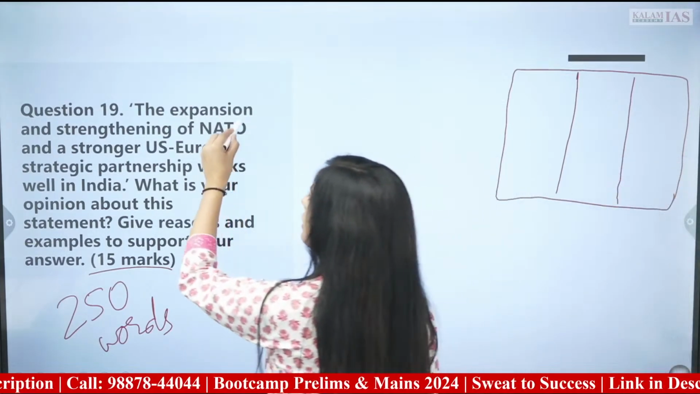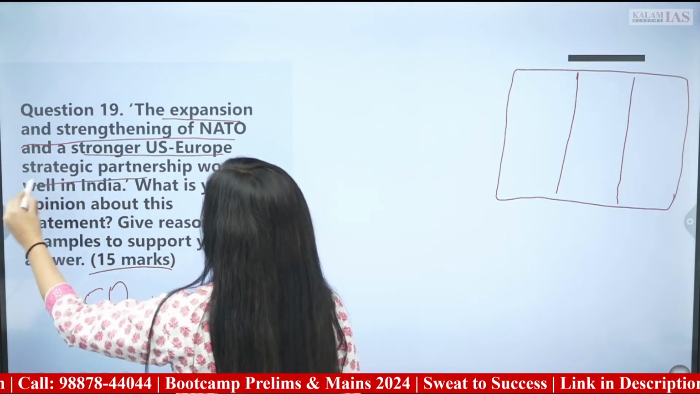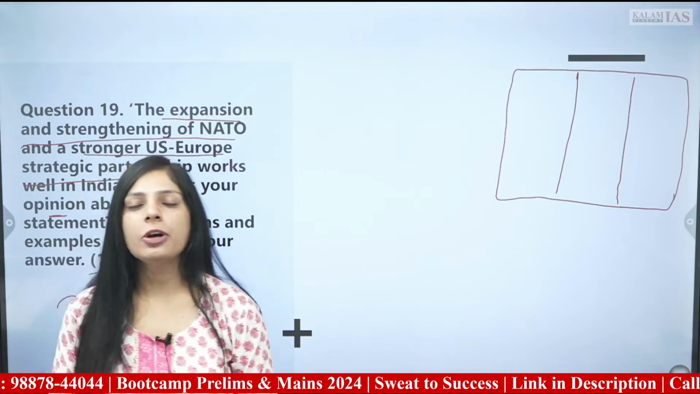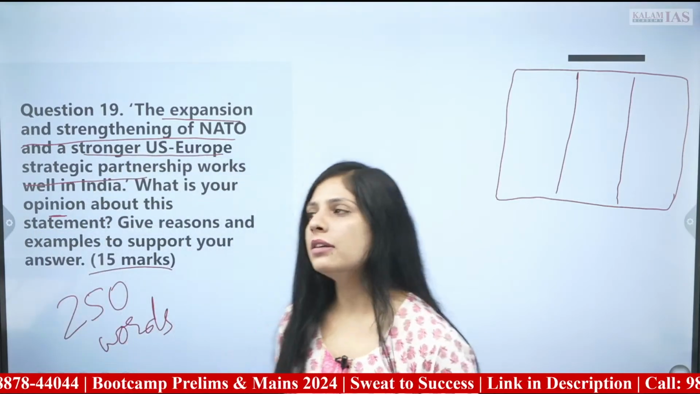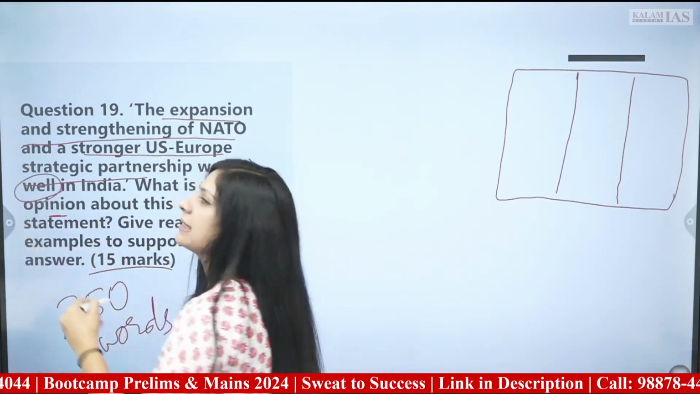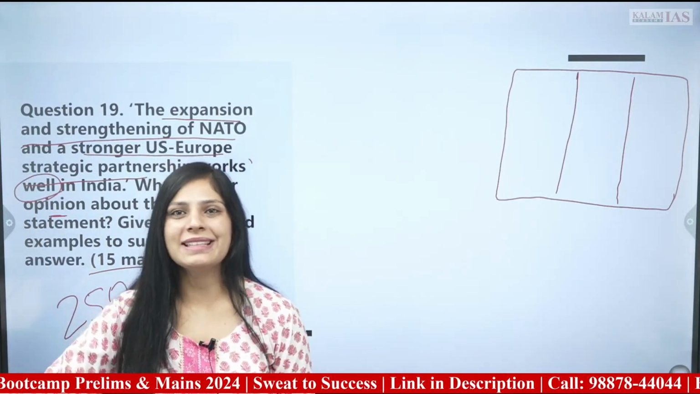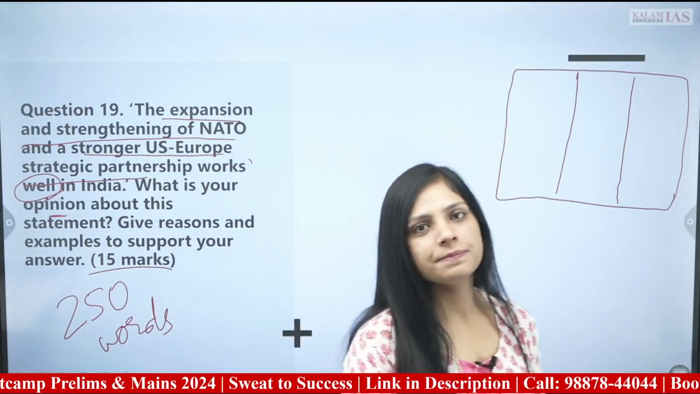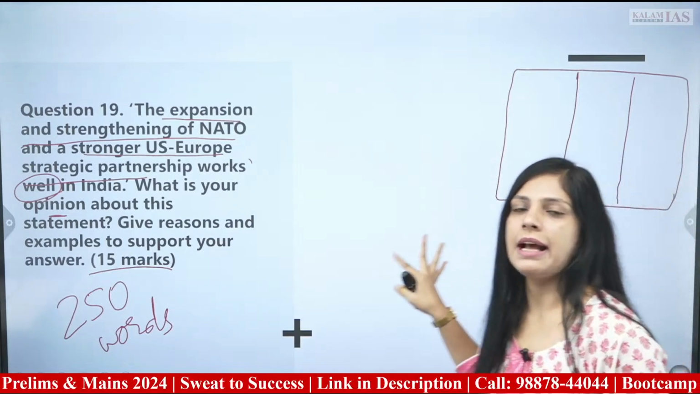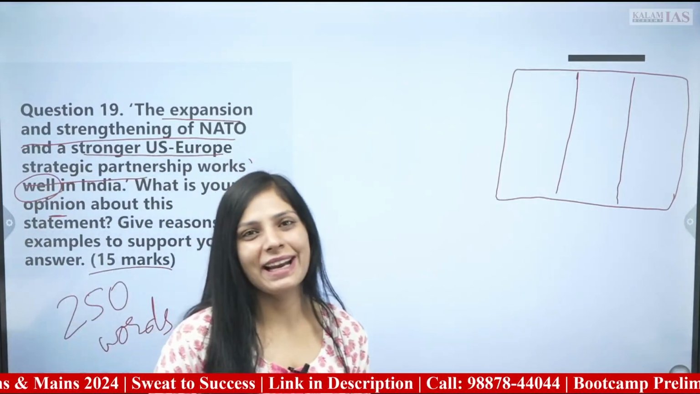See, the expansion and strengthening of NATO, stronger US strategic partnership. So you have to give your opinion about it. When your opinion is being asked, you have to take both the sides. First, how it is working well as it is given in the statement, and how it is not working well also. You have to address that part as well, right? So how can you organize this information in three pages and in under 250 words? That becomes a challenge, right?